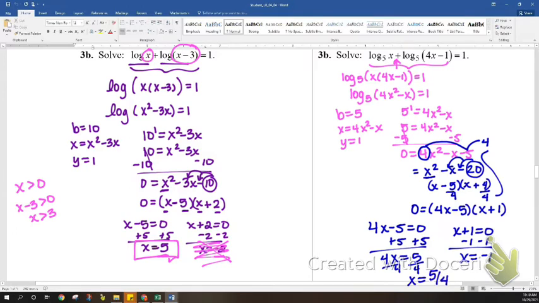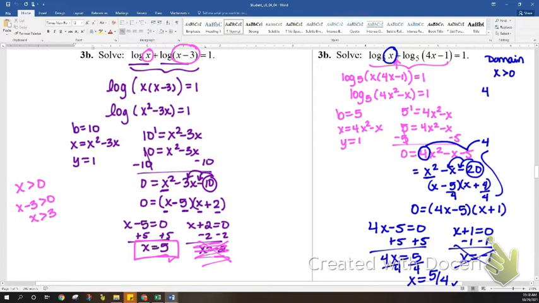So we got 5/4 and 1 is our answer. So we need to check and see this x here. I'm going to do it using domain. I kind of like that idea. I don't know why I didn't do it first. So the domain, we know the x has to be greater than 0. Is 5/4 greater than 0? It is. What about negative 1? It is not. So it's automatically not an answer for this problem.